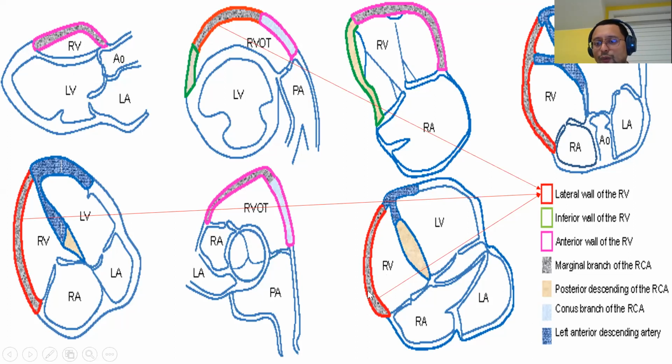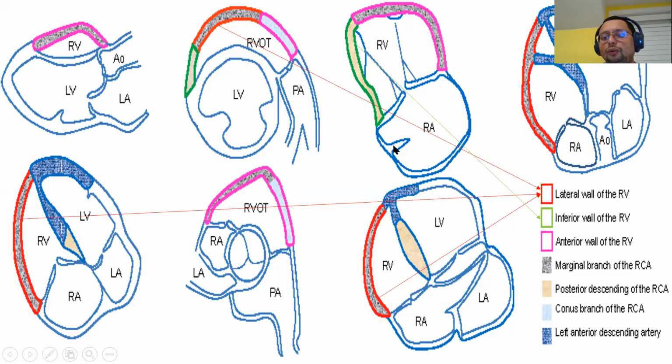So this is the lateral wall. What about the next one? The next one is the inferior wall. So for the inferior wall of the right ventricle, the most important view is the RV inflow view here, where this is the inferior wall of the right ventricle, this one. Okay, this is the inferior wall of the right ventricle.